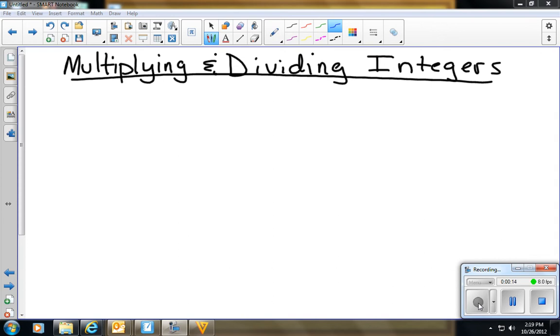The big thing I want to make sure you understand is there is a major difference as far as the rules with using multiplying and dividing integers as there is with doing adding and subtracting integers. So you just want to make sure that you don't mix up the rules.